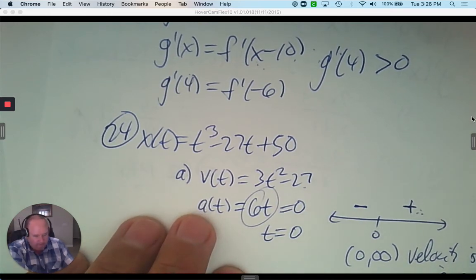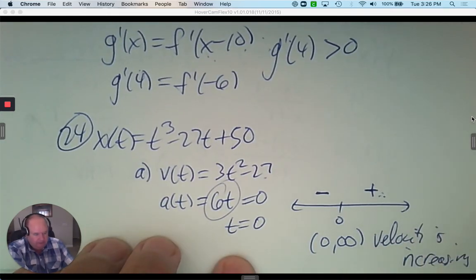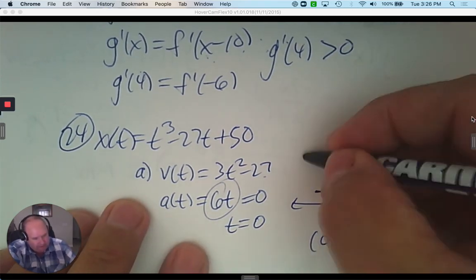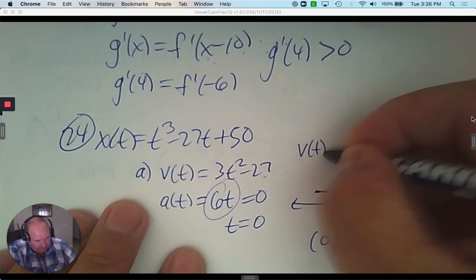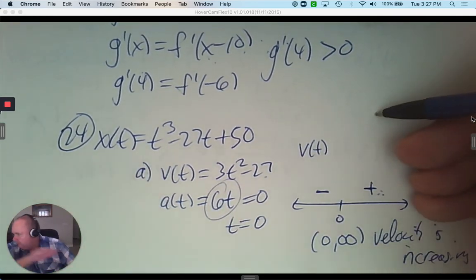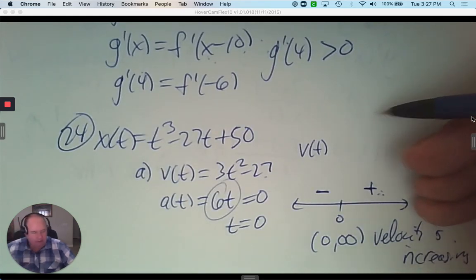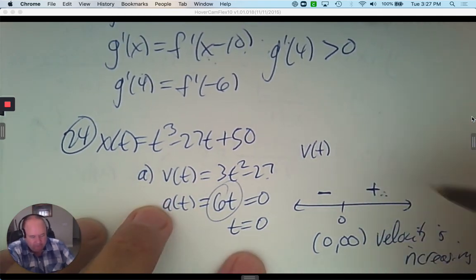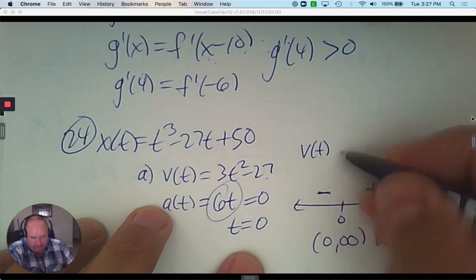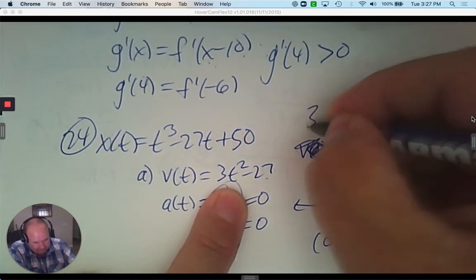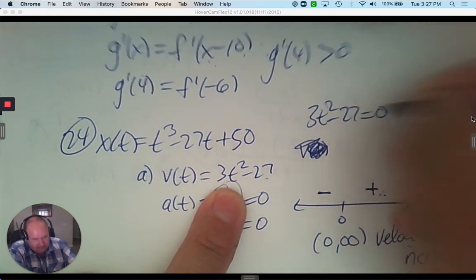When is the speed increasing? Well, speed is the absolute value of velocity. So if I look at velocity and do the absolute value of it, I'm looking for when the signs are the same. So speed could be increasing when the signs match. So I need to take 3t squared minus 27 and make it equal to 0.